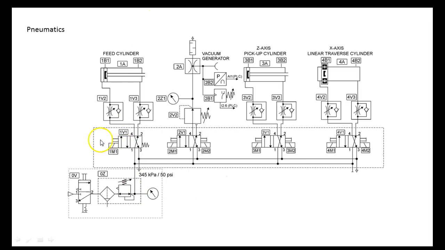So notice, we come up, they call this 1V1. Now, what is 1V1? Well, it's got one solenoid on it, and they call it 1M1. Right? You understand that? Then we come up. These are valves. These are flow control valves. This belongs to cylinder number one, 1V2 and 1V3. And they're using meter out.